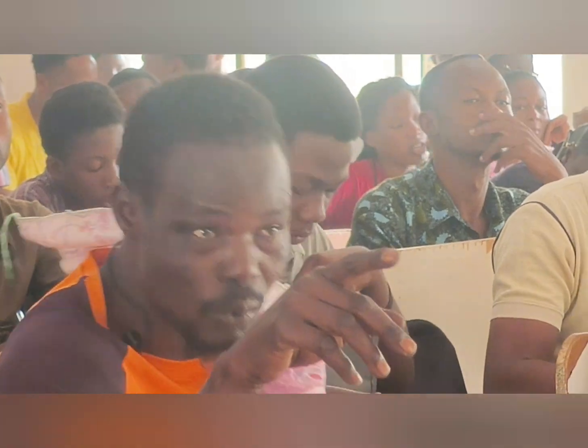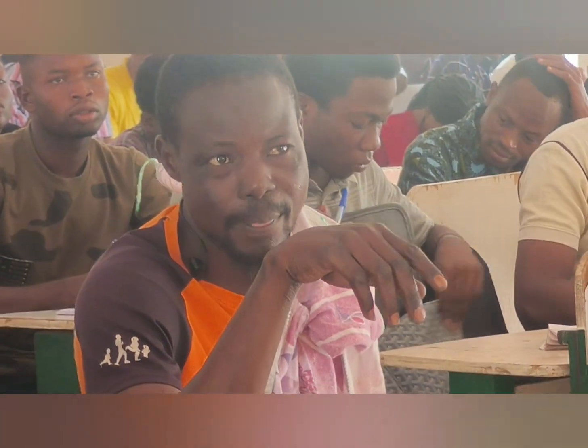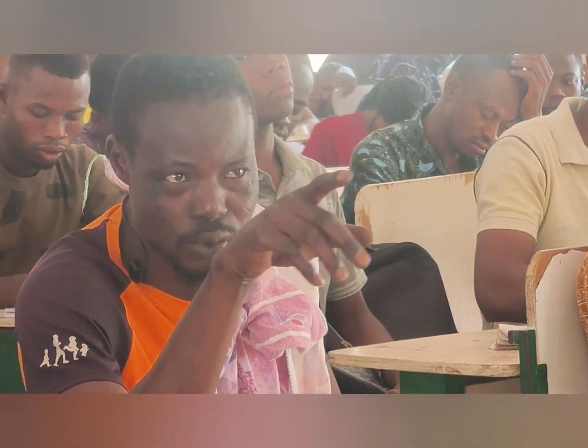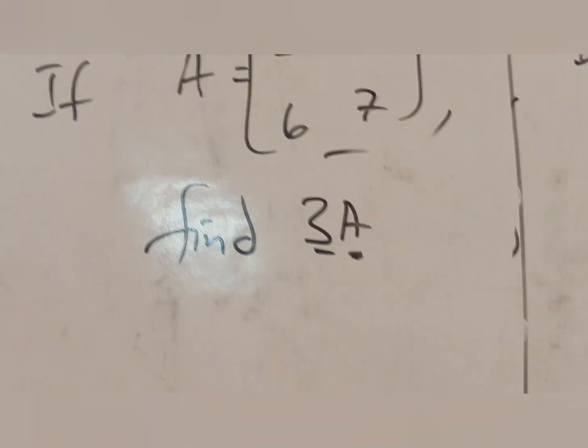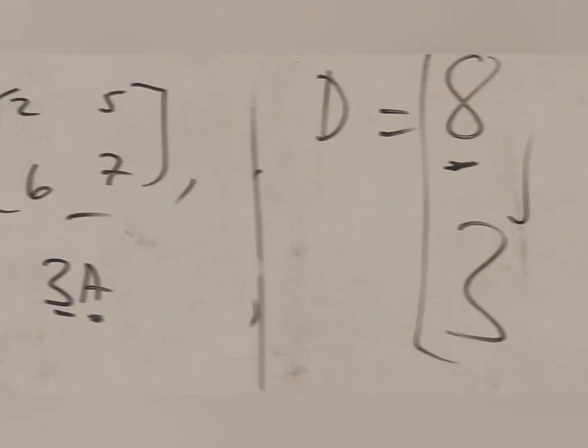The matrix is given to you, and you are asked to find it. Okay, so that is what we do. Anytime they say that we multiply it by a scalar, they give you a matrix.